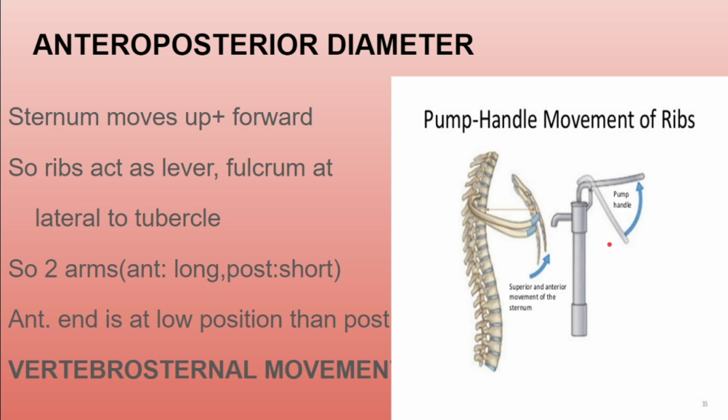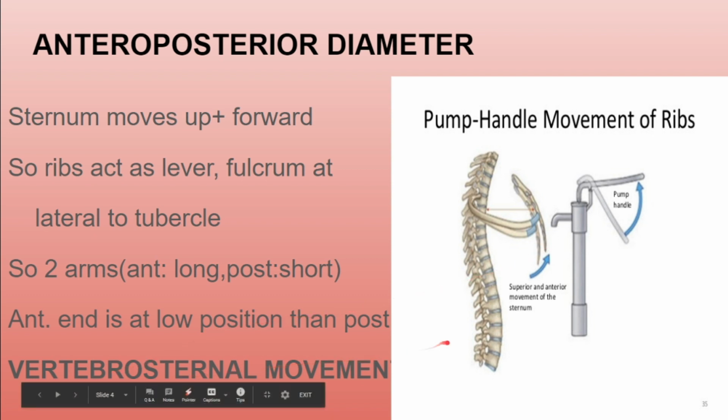So that's why this process is also known as the pump handle movement of ribs, because as the ribs elevate, this will cause the sternum to move upward and forward. This process is also known as the vertebrosternal movement because there is movement of the vertebral column and the sternum.